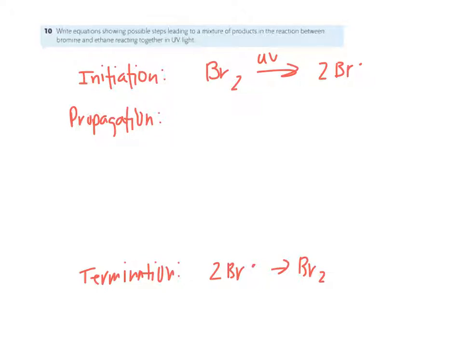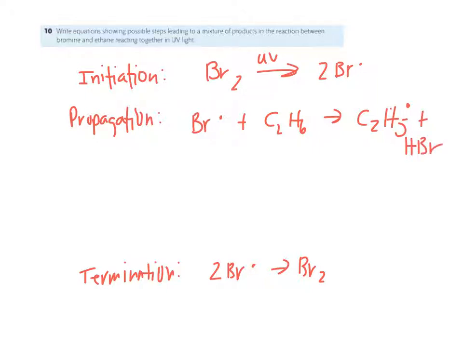And so they said reacting with ethane, so go with what they gave you. I've got bromine free radical, and I have ethane, which is C2H6. So if these two were to react, the bromine could break off a hydrogen, break loose a hydrogen here, and give me C2H5 as the free radical, and then HBr.